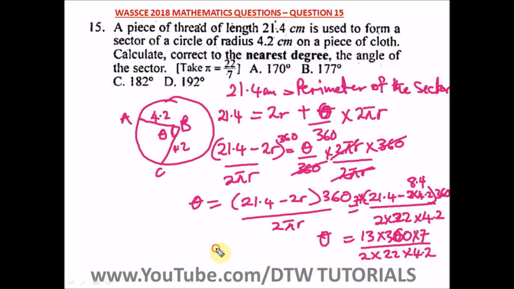Theta will be equal to 177.27, and our answer says we should correct to the nearest degree. The number immediately after the decimal point, is it greater than or equal to 5? It is not, it is less than 5. So we can't carry a 1 here. So definitely our answer, theta, is equal to 177. Sorry, this should not be centimeter, because theta is in degrees. So theta is equal to 177 degrees, and our right option here is option B.